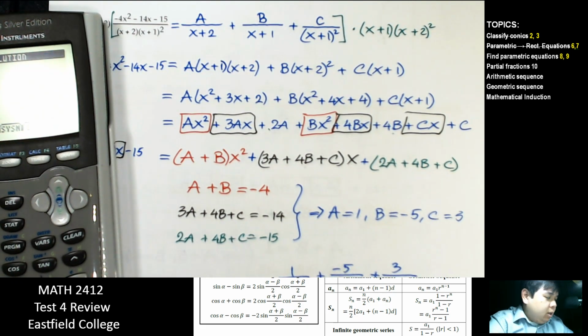For some reason it goes back to the coefficient.